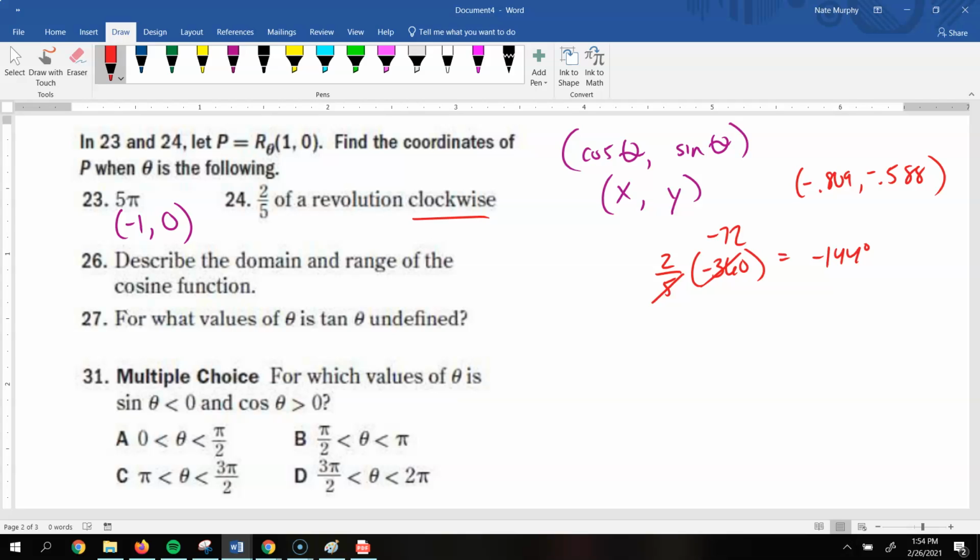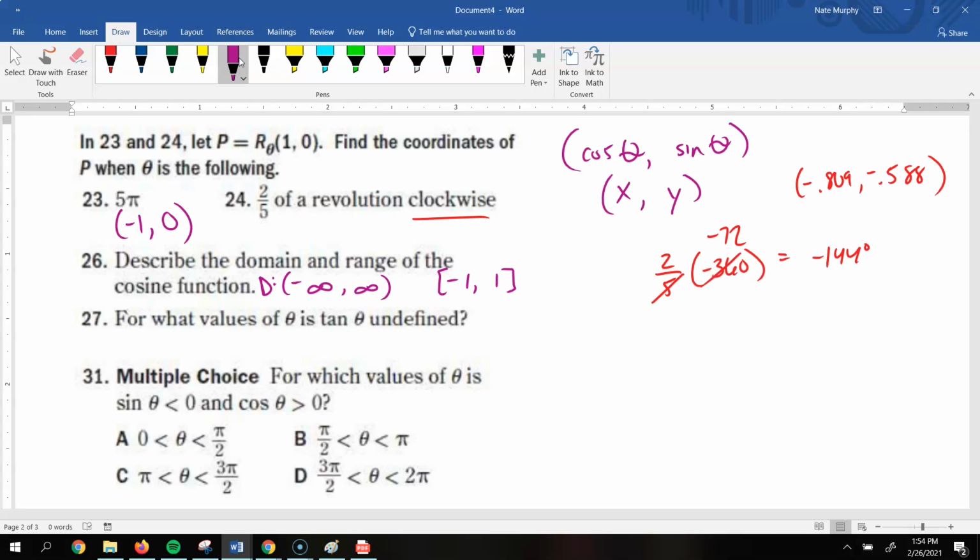All right, for 26, it says describe the domain and range of the cosine function. Remember, the domain would go from -infinity to infinity, and the range goes between -1 and 1. So that would be your domain and range for 26 for the cosine function. It just so happens that the cosine function and the sine function both have the same domain and range.